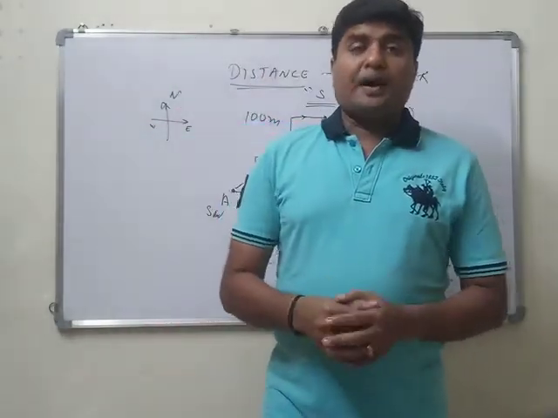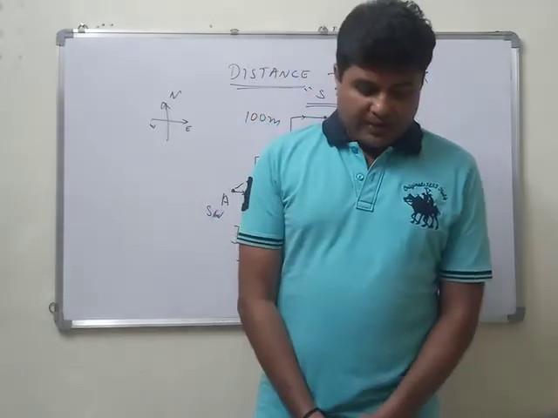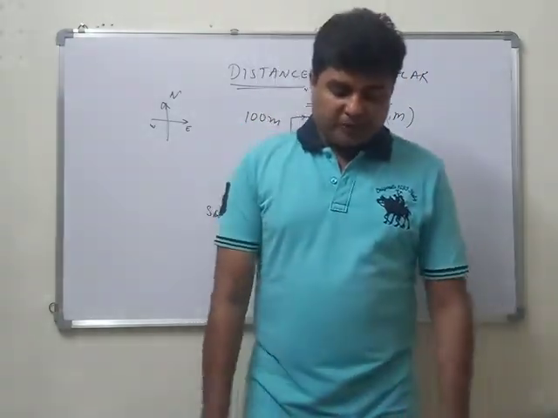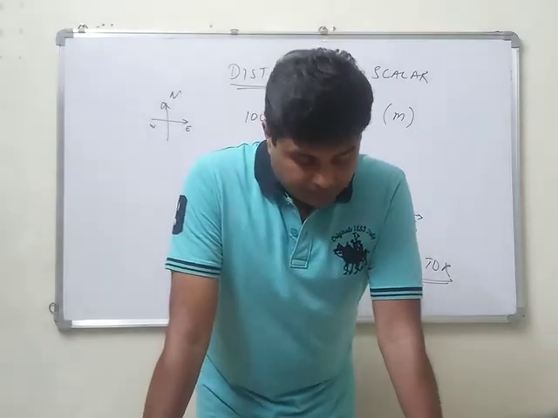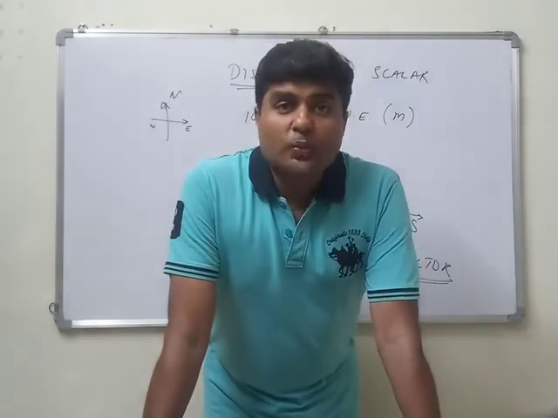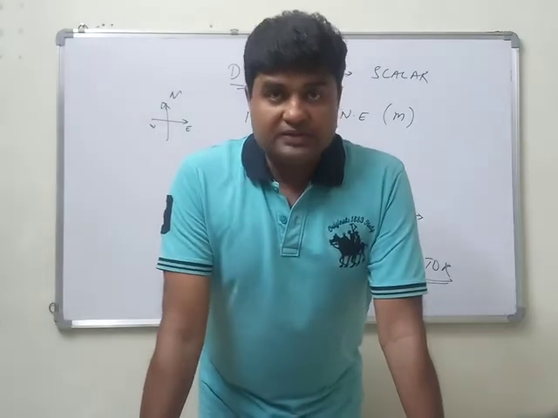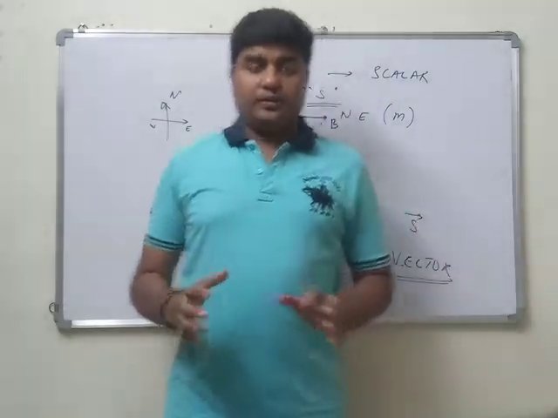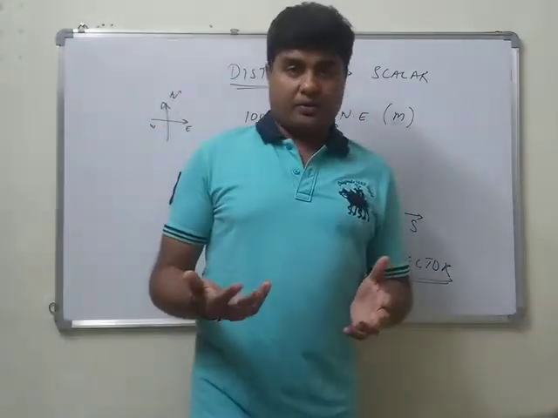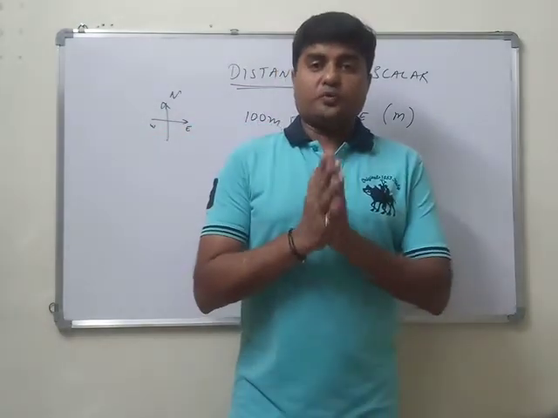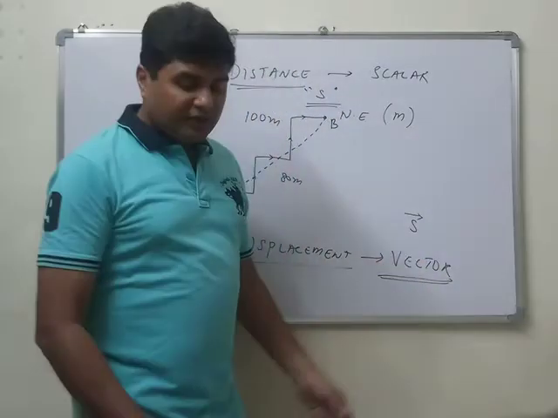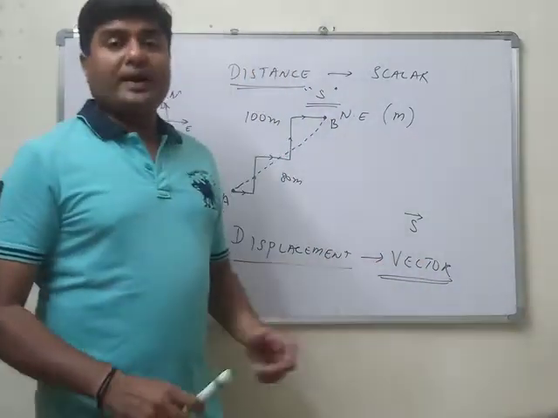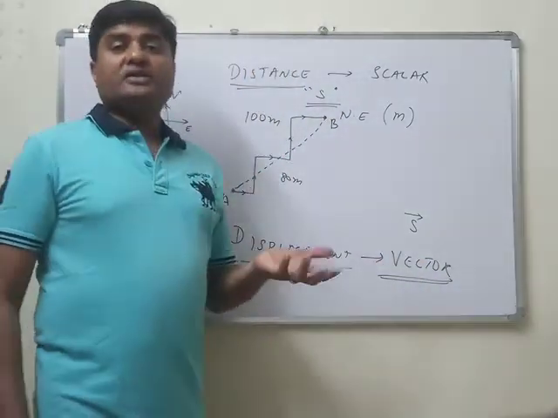Distance depends on the path followed by the object, whereas displacement does not depend on the path followed by the object, it is the shortest distance. Distance is always positive. Distance can never be negative. It can be zero, but it can never be negative. So distance is always positive, and that's the reason it is a scalar quantity. Whereas displacement can be positive or negative depending upon the direction in which it is traveling.